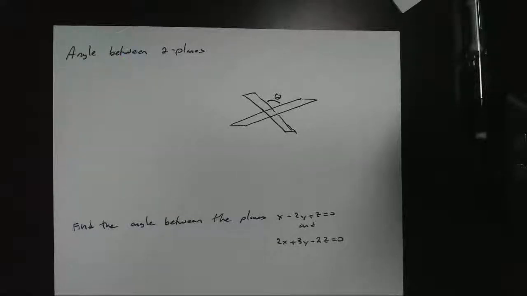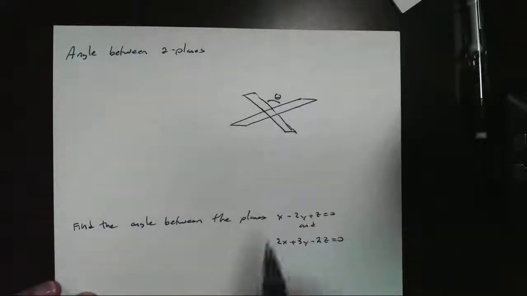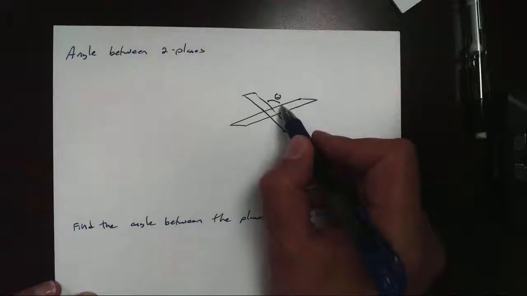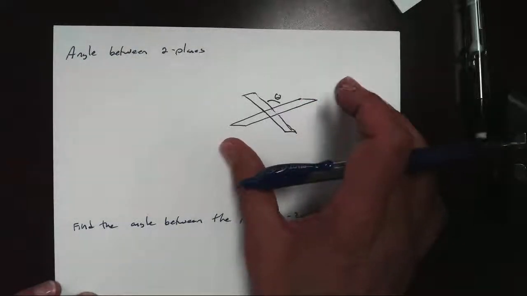Hello, welcome back. Today we're going to take a look at how we find the angle between two planes. So I have two planes drawn here, and we want to find this angle right here. Now the only problem is it's really hard to find the angle between two planes when they intersect.